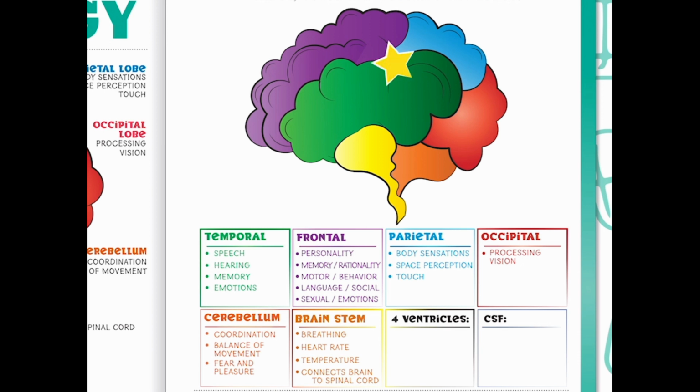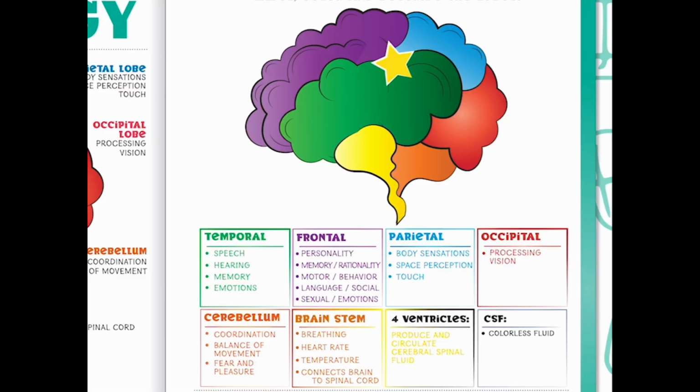And this little star right here is representing our 4 ventricles. So these ventricles are interconnected and they produce and circulate cerebral spinal fluid, also known as our CSF. These ventricles act like a cushioning system that protect the brain from injury, but they're also managing our brain's chemical environment. And our CSF, or cerebral spinal fluid, is a clear, colorless body fluid that's found in the brain and the spinal cord. So this is cushioning our brain within the skull, and it serves as a shock absorber to protect the central nervous system. And our CSF also removes waste products from the brain, and it distributes nutrients and chemicals filtered from the blood.